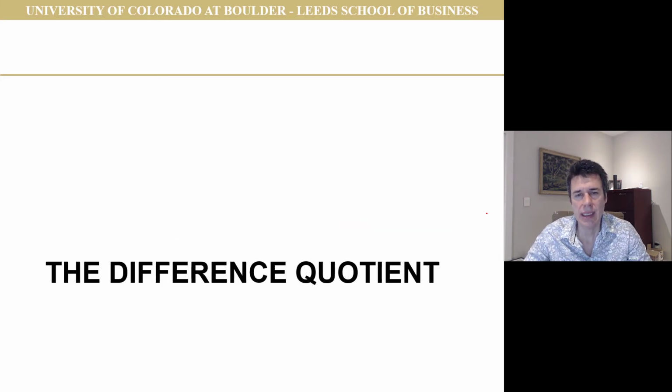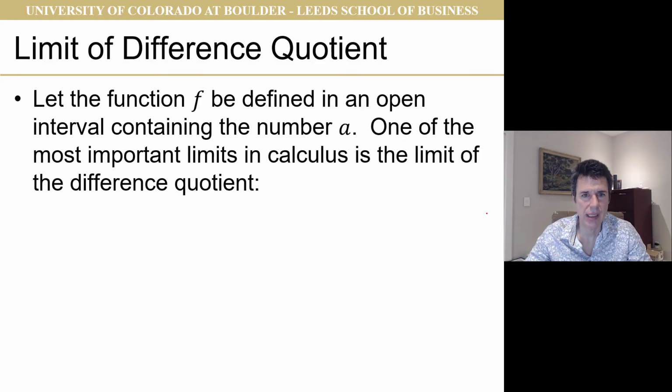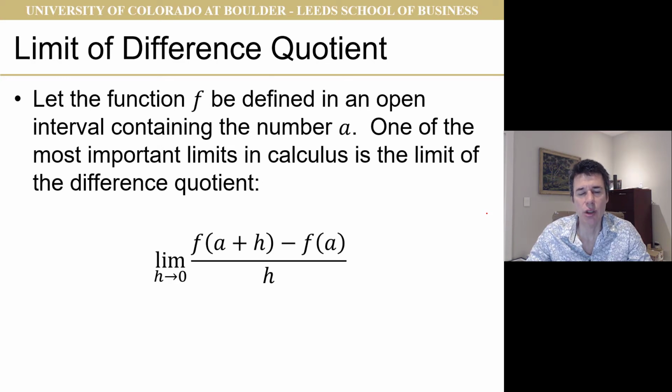One of the key limits in calculus is known as the difference quotient. So let's say we've got a function f defined in an open interval containing the number a. We look at the limit as h goes to 0 of f of a plus h minus f of a divided by h. Now we can immediately see this is an indeterminate form, right? So if we look at the numerator, as h gets small, this becomes like f of a minus f of a, so the numerator becomes close to 0. And again, as h goes to 0, the denominator goes to 0. So this is a limit of indeterminate form.